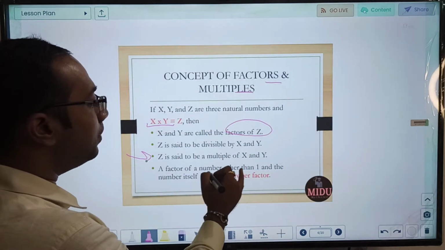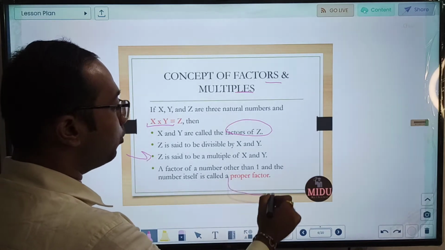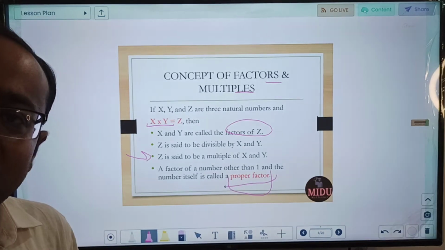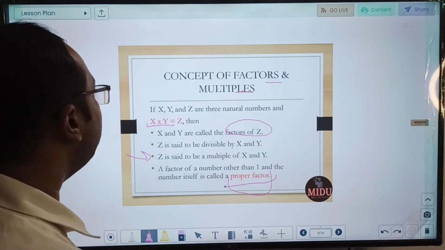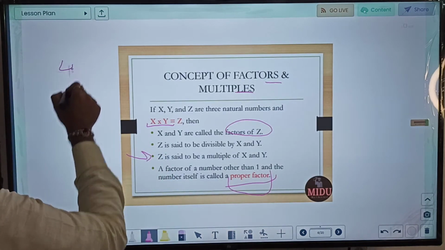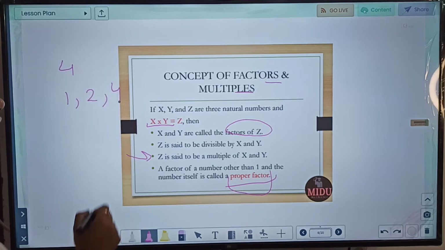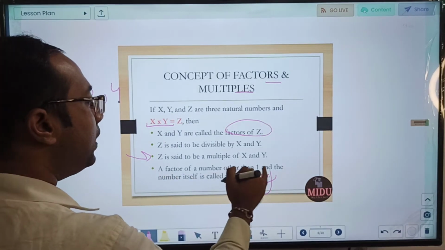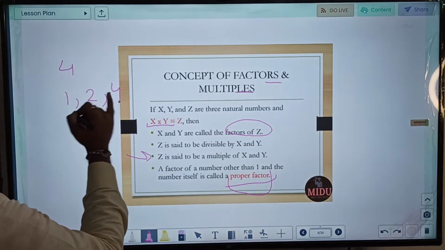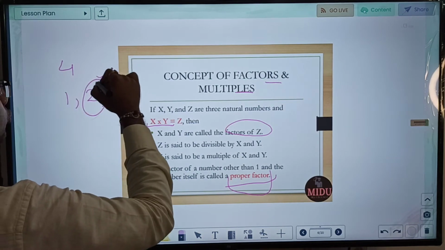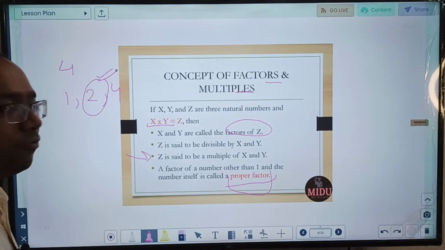A factor of a number other than 1 and the number itself is called a proper factor. Suppose I take the number 4. Factors of this will be 1, 2 and 4, since all these three divide it. Other than 1 and 4, what is the factor? 2. So in this case, 2 will be the proper factor.